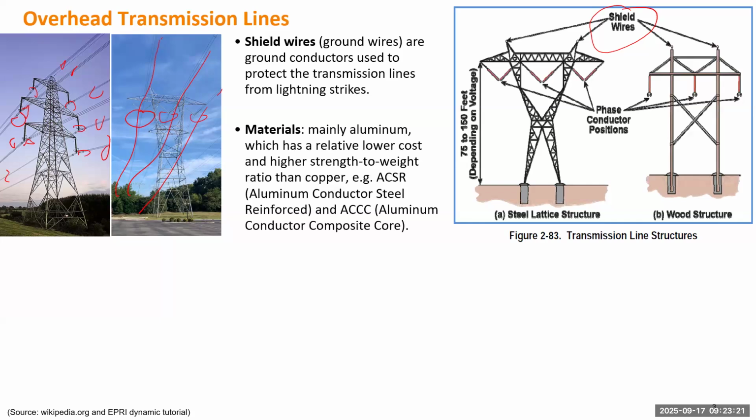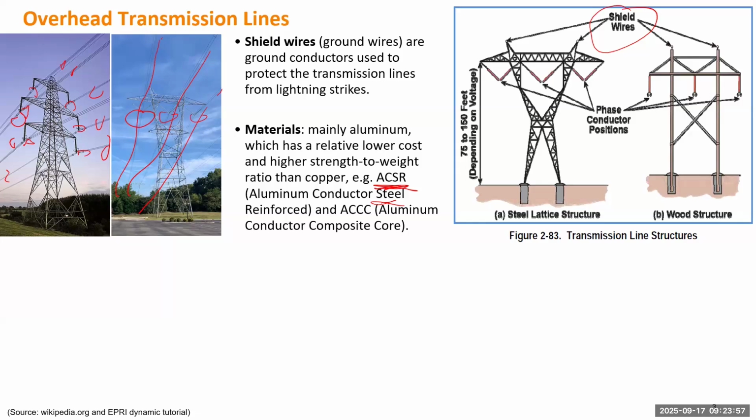Okay. Regarding materials, most conductors are made of aluminum because they have a relatively low cost but a high strength to weight ratio compared to copper. In the past, there might have been some lines in copper, but most are in aluminum. But you can add some material to help reinforce the line. So for example, this design. If you see those 4 letters, ACSR, that stands for aluminum conductor steel reinforced.